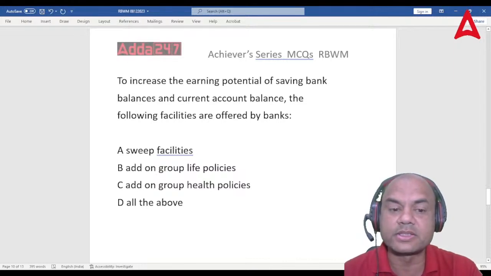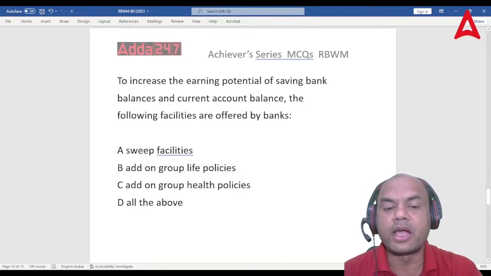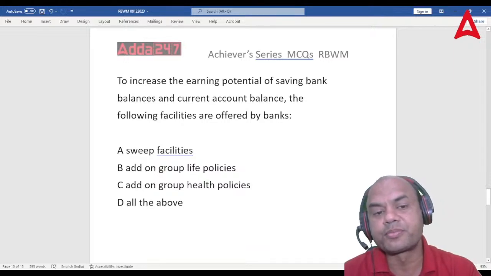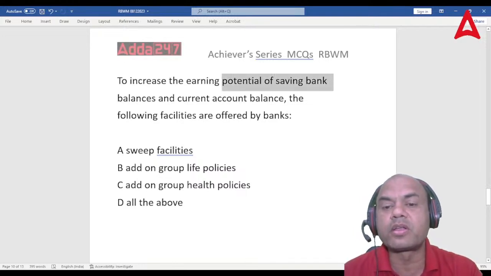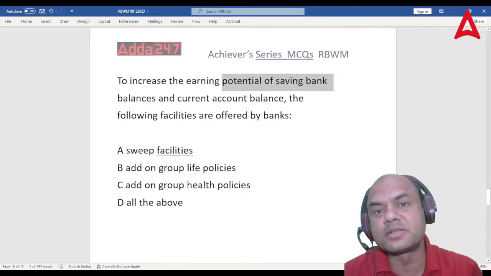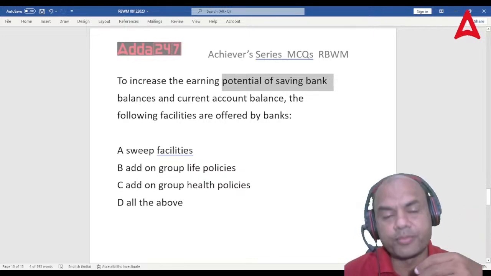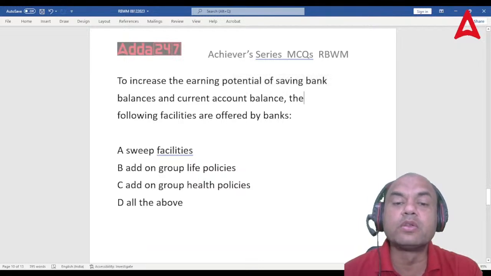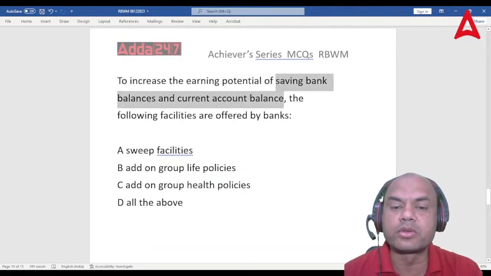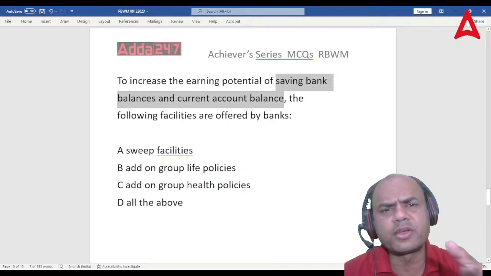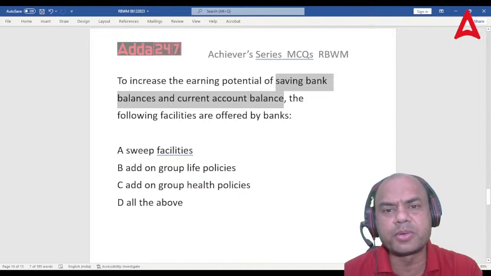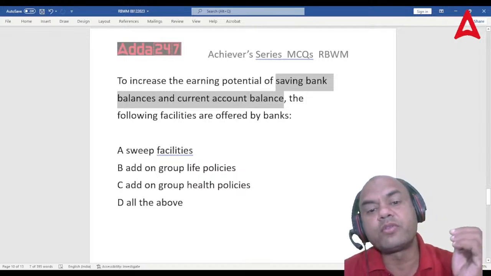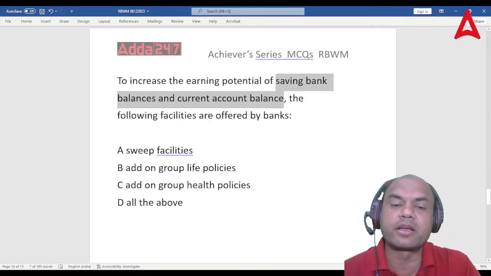So what are the facilities? Sweep, add-on life policies, add-on group health policies, and all of the above. To increase the earning potential of a savings bank account means what? If I have more balances in my savings bank, then I'll earn more. Why? Because savings bank is a low cost deposit, saving and current, both. Low cost deposit. Why? Because we don't give any interest on current. On saving we give hardly 3.5 to 4%. Right? So that's why we have to earn a lot on the savings bank account.